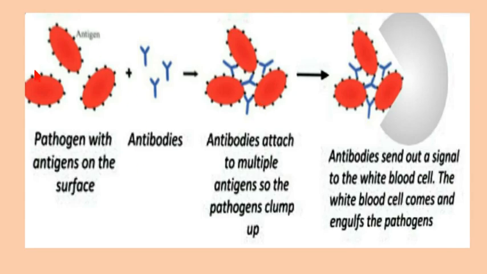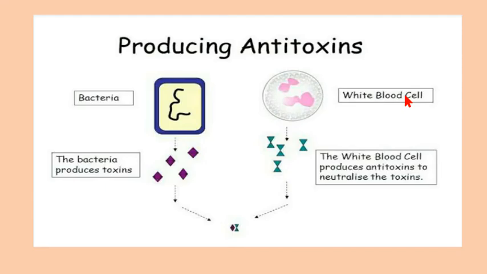And here you see pathogens which have antigens on their surface, and antibodies produced by white blood cells secreted in the plasma. So these antibodies attach these antigens together so that it is easier for phagocytes to engulf the pathogens. So all the pathogens are clumped together at one particular region, so that phagocytes can engulf them easily.